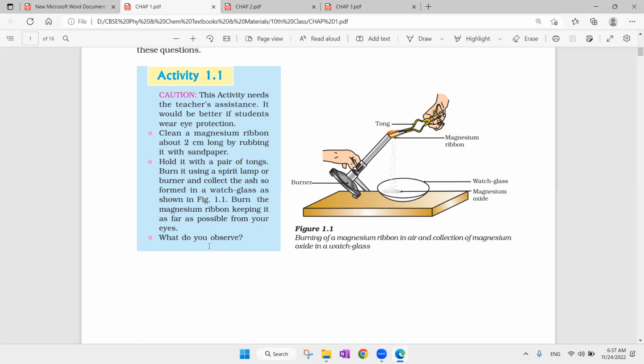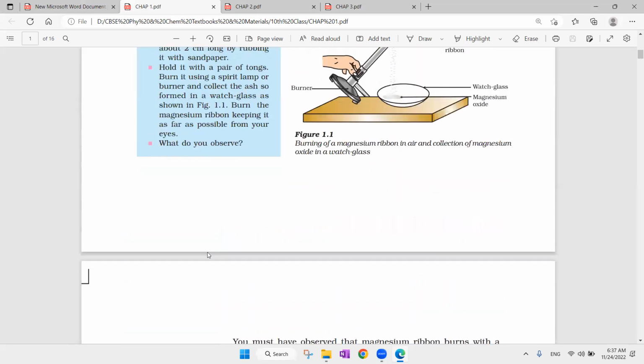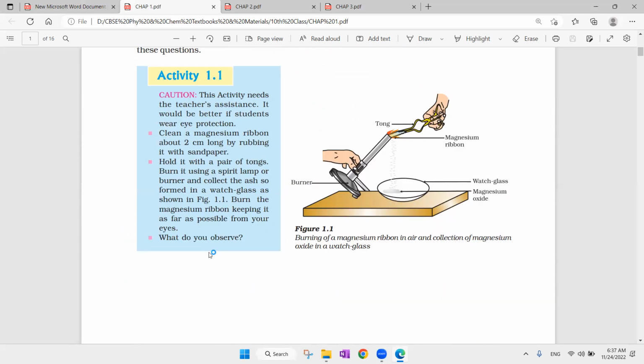What do you observe? Magnesium ribbon burns with white dazzling flame, and the equation related to that one is Mg plus O2 gives rise to MgO. That you have to get information. Any doubts in activity 1.1?